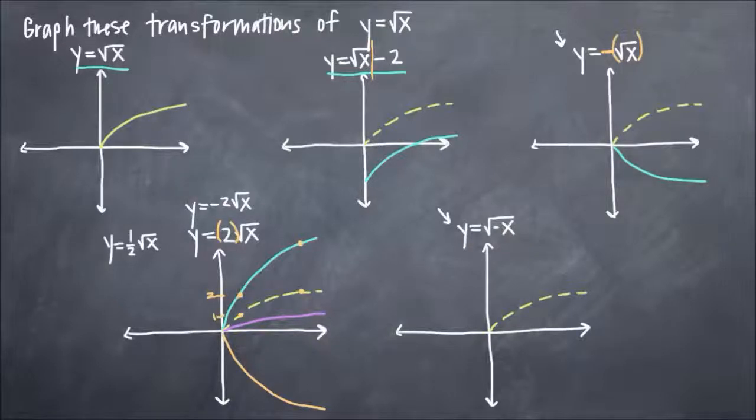Remember that before, the negative outside of the square root sign meant that we were flipping across the x-axis. Since we have a negative inside our square root sign, that means we're going to be flipping across the y-axis. So our graph is going to look like this.